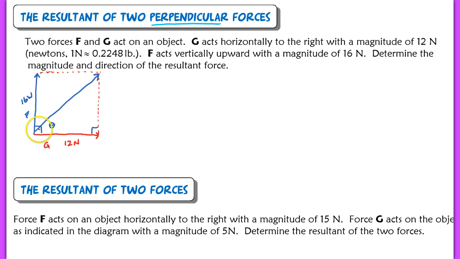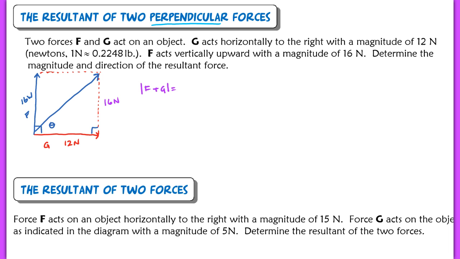And to find the actual magnitude, the length here of this particular vector, I need to use Pythagorean theorem, because I have the same length here. This is 16 newtons and 12 newtons, so I can use Pythagorean theorem to solve for the magnitude of this particular vector, F plus G. So let's do that real quick. Let's calculate the magnitude before we begin finding that angle measure.